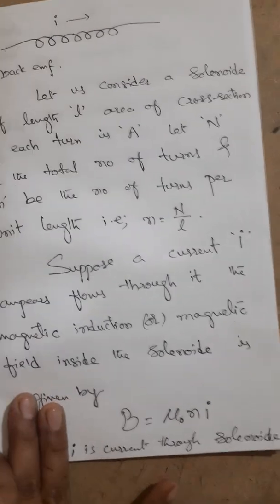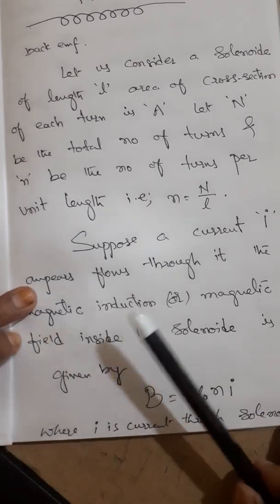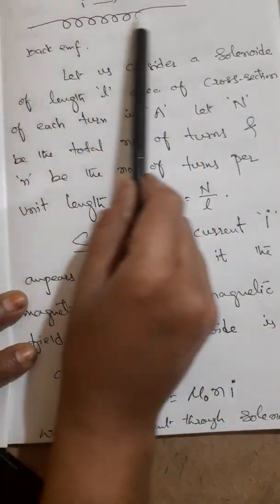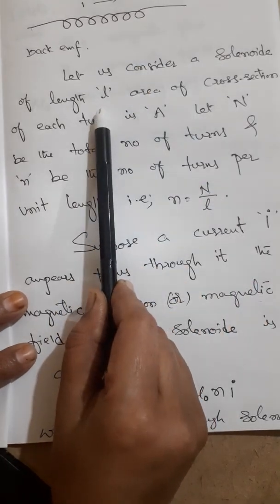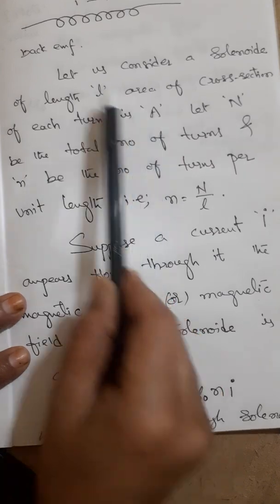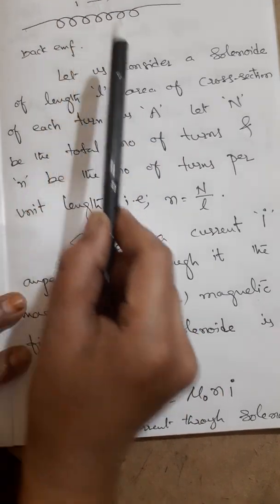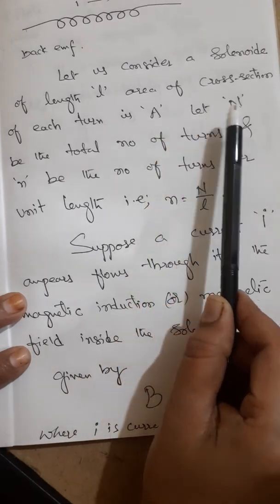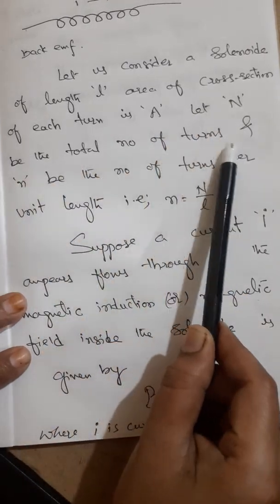For that purpose, first of all, we have to consider a solenoid of length L. This is the solenoid whose length is L, and the area of cross section of each turn is A. Here a number of turns are there. So the area of cross section of each turn is A. Now let N be the total number of turns.